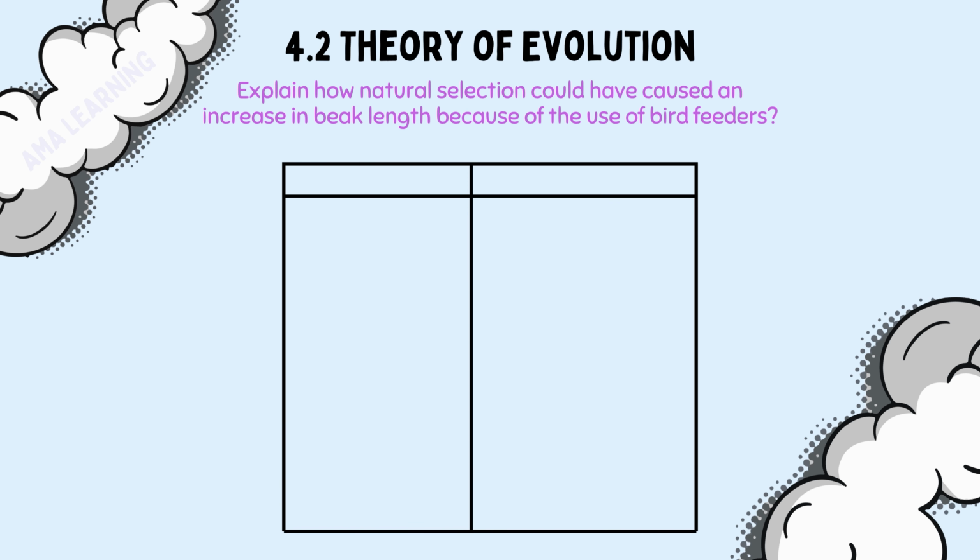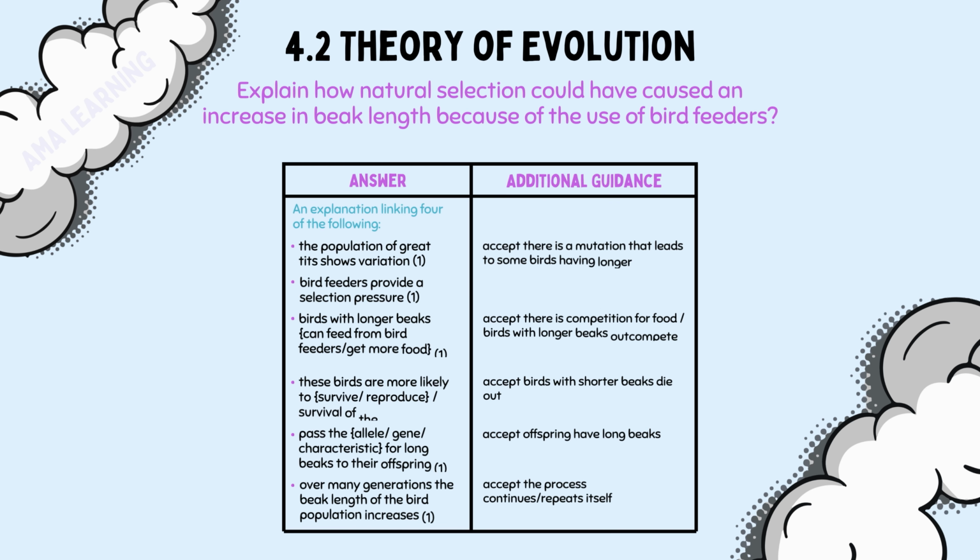If we compare our learning to the mark scheme, we would have achieved marks for the first, second, third, fourth, fifth, and sixth bullet points, so we would have got full marks.